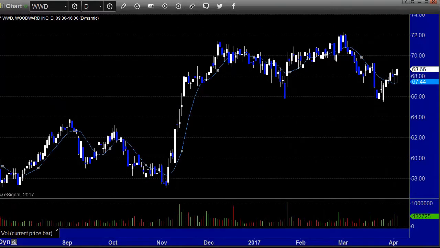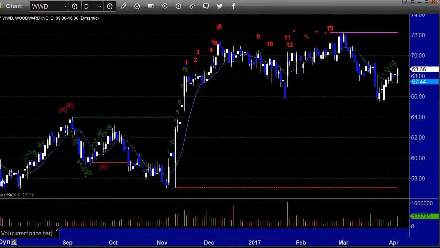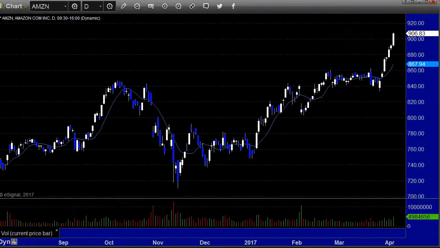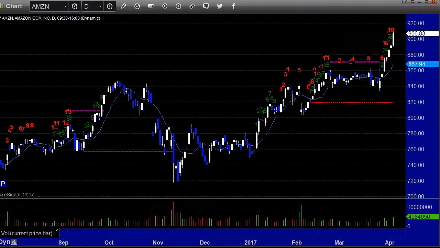WWD, just a couple left here. WWD, there you go, 13 sell signal in February, and the risk line, and it used it perfectly and did not get through. And Amazon, this one's interesting because it had a 13 sell signal, an exhaustion signal, back in the middle of February after a decent move up from $720 to $860 a share. It got the 13 signal, and then went straight sideways for over a month.